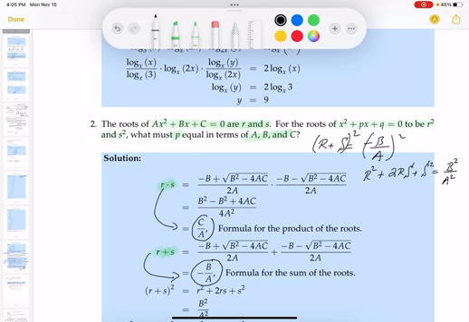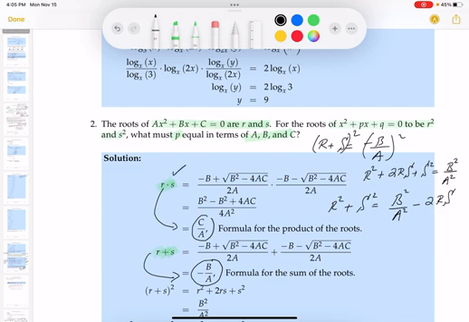Okay? So r squared plus s squared is equal to b squared over a squared minus 2rs. Now, so why'd you do that? Well, I see that over here.